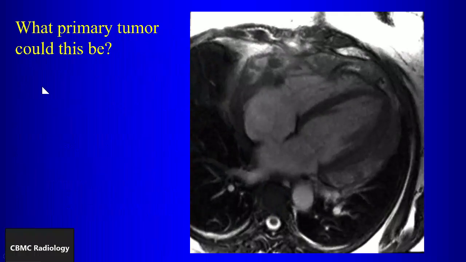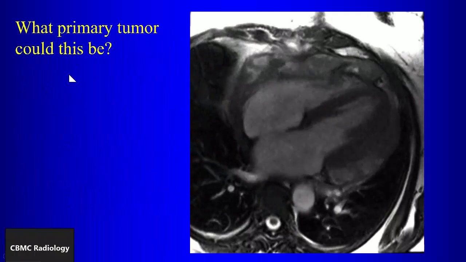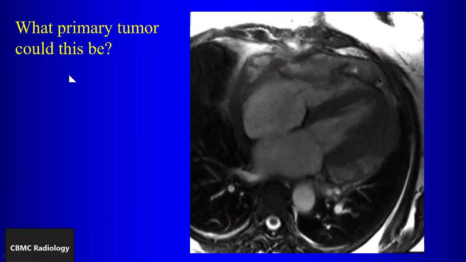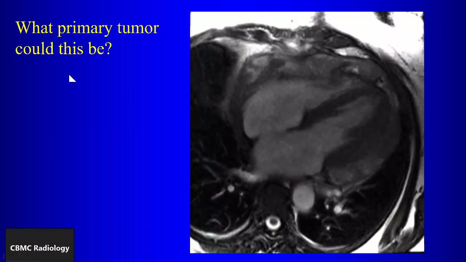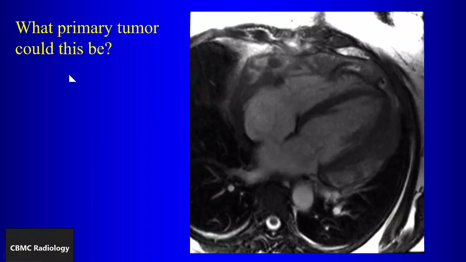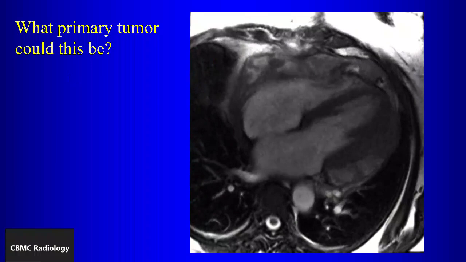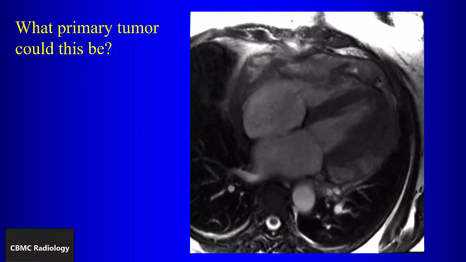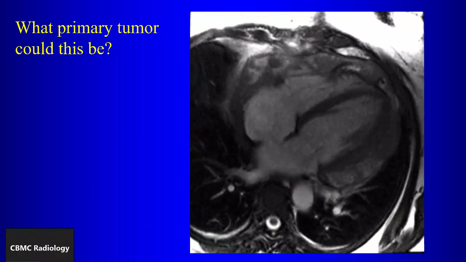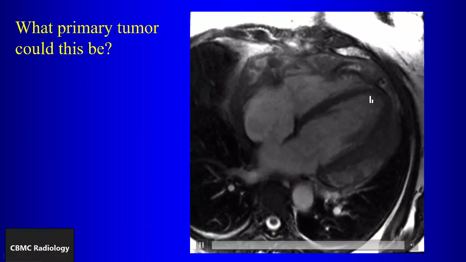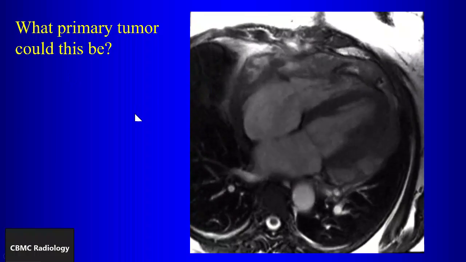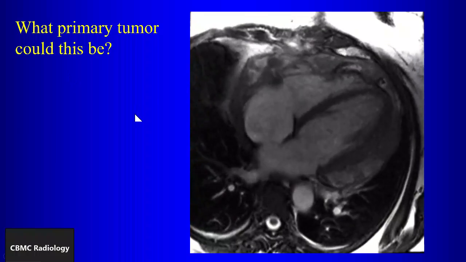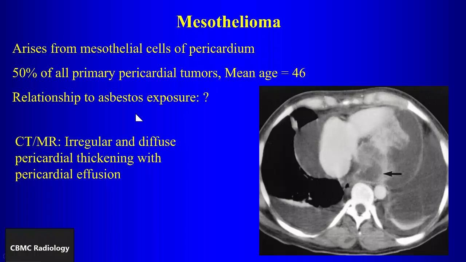Of course, you always think metastatic disease first, but if I tell you this is a primary tumor, what tumor could this be? Mesothelioma, right. Also, I guess in your differential, you might include lymphoma too, but mesothelioma, because of the pericardial effusion, all these soft tissue masses involving the pericardium. So mesothelioma is a primary tumor of the pericardium.